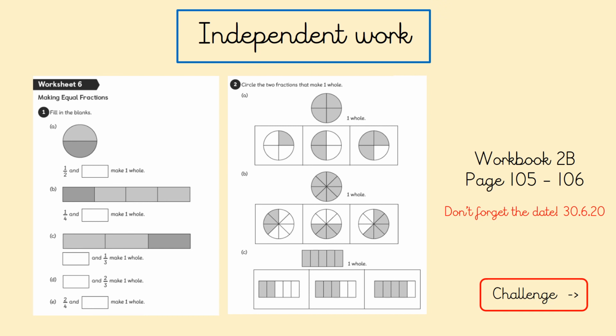And question 2, it looks a little bit confusing, but you've got a fraction on top, a whole, and you need to choose 2 of the fractions from underneath that would add together to make that whole. So for A, this is your whole, and you need to choose 2 of these 3 fractions to put a circle around. Choose the 2 that would add together to make a whole.